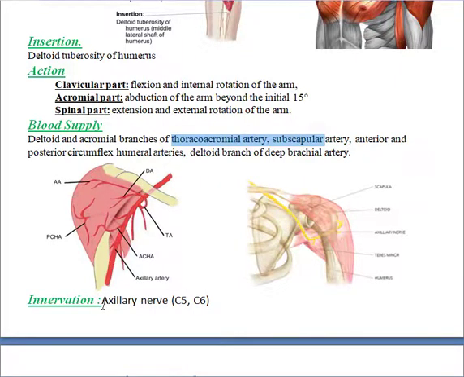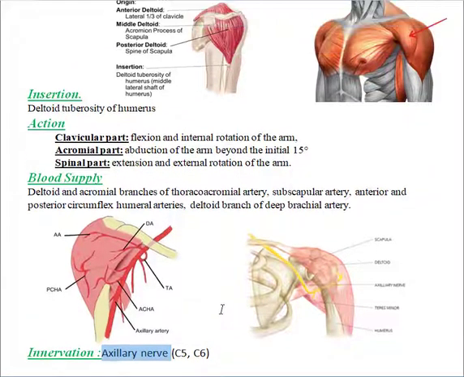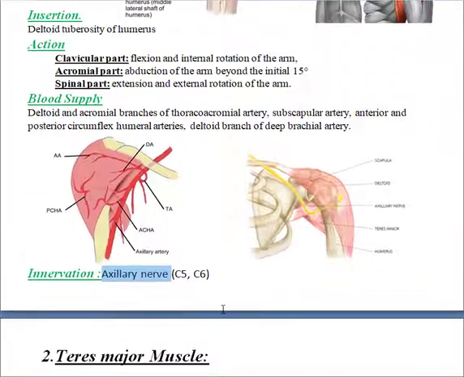deltoid muscle. And what is the innervation? It is innervated by the axillary nerve. You can see this is your axillary nerve and branches come to the deltoid muscle. So the axillary nerve innervates your deltoid muscle, right?